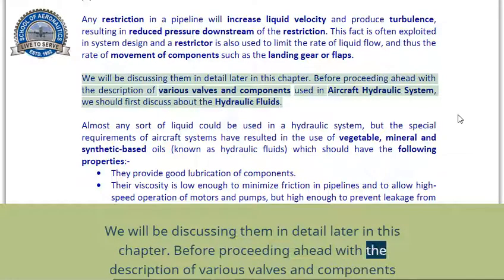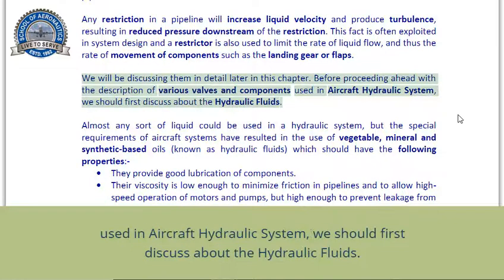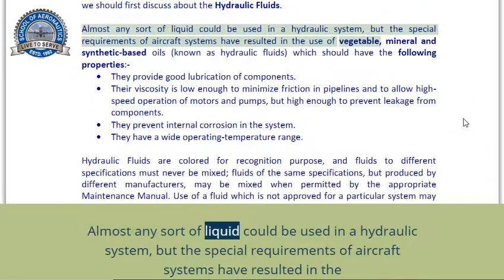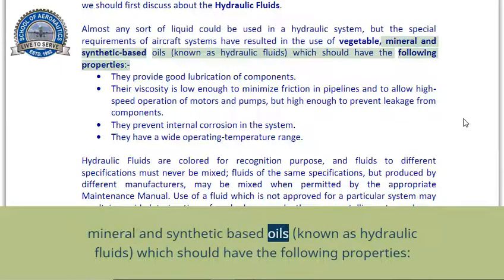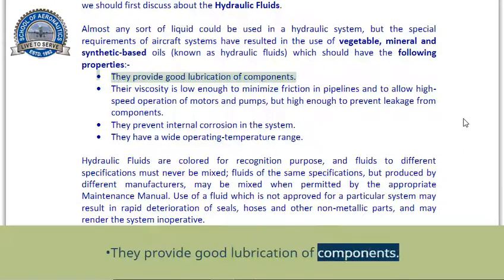Before proceeding ahead with the description of various valves and components used in aircraft hydraulic system, we should first discuss the hydraulic fluids. Almost any sort of liquid could be used in a hydraulic system, but the special requirements of aircraft systems have resulted in the use of vegetable, mineral and synthetic-based oils, known as hydraulic fluids, which should have the following properties. They provide good lubrication of components.